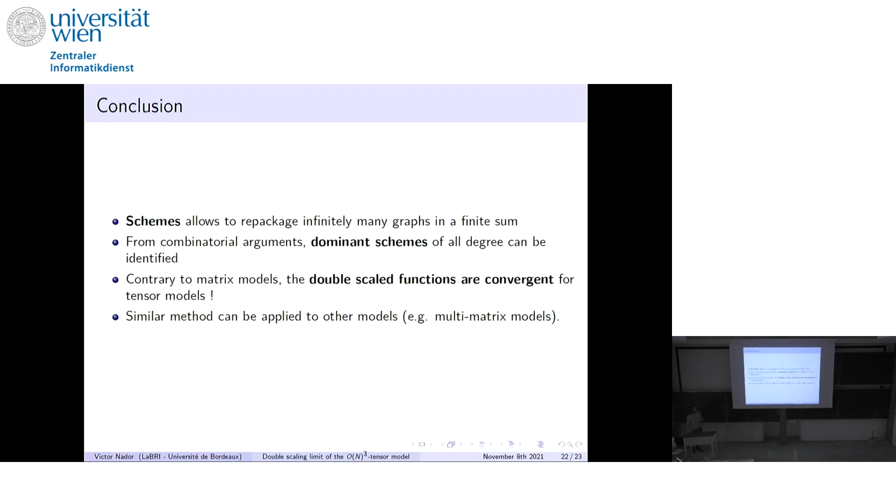So at the end of the day, I introduced schemes to repackage infinitely many graphs into a finite sum. And from combinatorial arguments, using this notion of scheme, we were able to identify the dominant schemes that were contributing to the double scaling limit. And contrary to the matrix model, these double-scaled functions are convergent in a tensor model. And similar methods can be applied to other more general models. So for example, multi-matrix models where we would distinguish one of the three indices of the tensor to have a specific range in 1 to D instead of being in 1 to N like the other two. And that's all I had to say. Thank you for your attention.